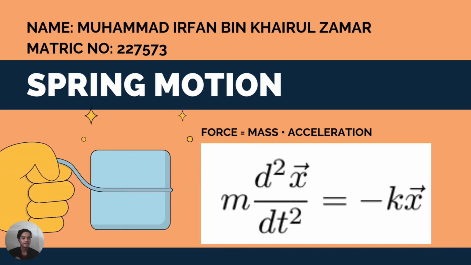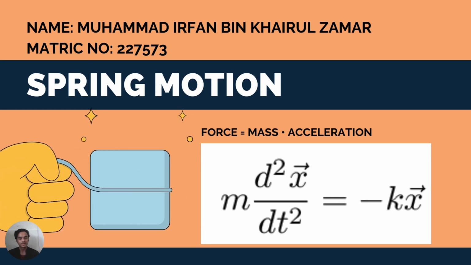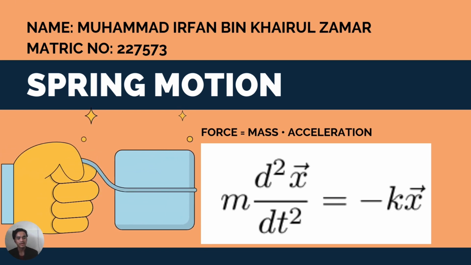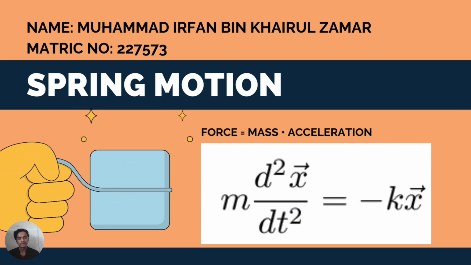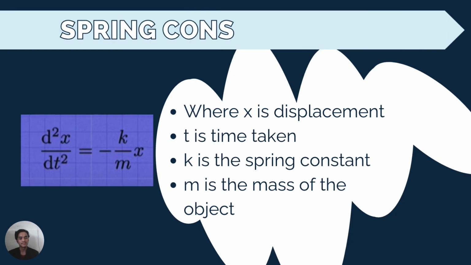So in this example, I am using a spring motion equation. The equation becomes m times d square x over dt square equals negative kx, where x is the displacement of the object, t is the time taken, k is the spring constant, and m is the mass of the object being pulled by the spring.